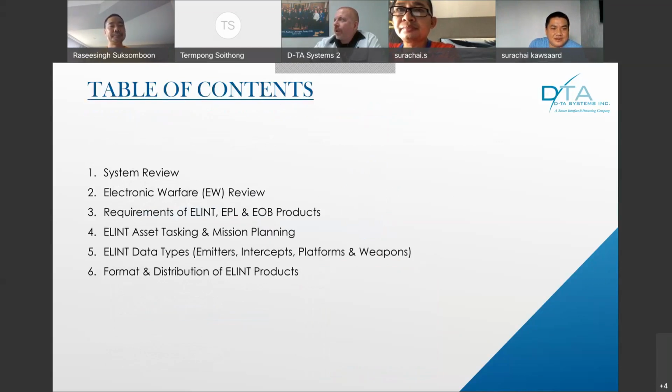So we'll go through a quick system review again, as I promised. We'll go into a basic EW review, requirements for ELINT parameter lists, or EPLs, and electronic orders of battle, or EOBs. ELINT asset tasking and mission planning, data types such as emitters, intercepts, platforms, and weapons, and briefly go into format and distribution of ELINT products and how they can benefit our systems, such as ECM.